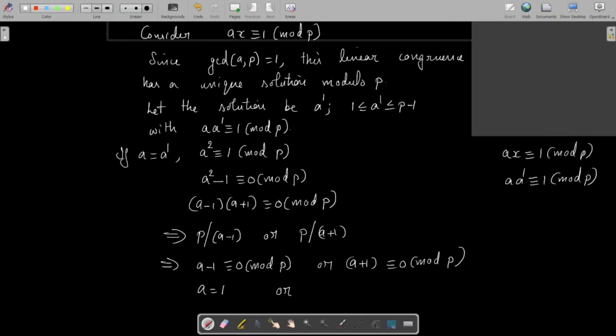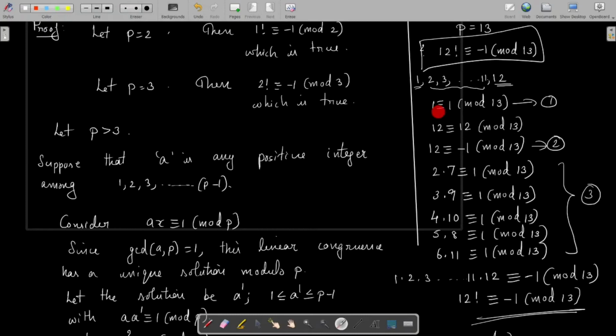A minus 1 congruent to 0 mod P means that A equal to 1. That is 1 minus 1 equal to 0, which is congruent to 0 mod P. And in the second case, if A plus 1 congruent to 0 mod P, then A plus 1 is a multiple of P, then A must be P minus 1. Then we have A plus 1 is P minus 1 plus 1, that's equal to P, which is a multiple of P. So, in the case if A equal to A dash in the linear congruence A dash congruent to 1 mod P, then that occurs if and only if the integer A we choose from 1 to P minus 1 is equal to 1 or P minus 1. That is what happened in the example also.